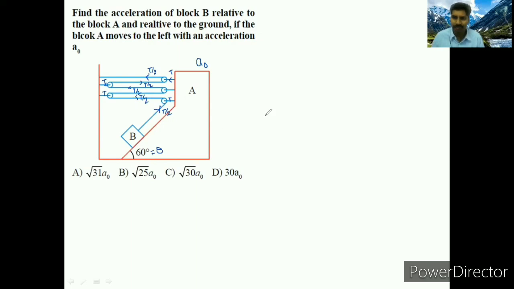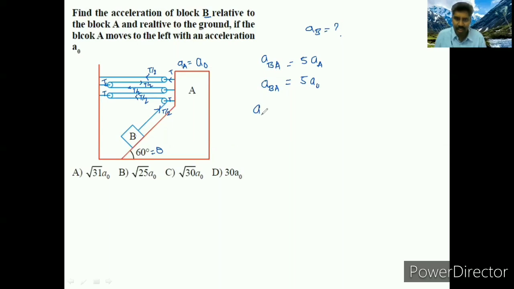According to the constraint of strings, we can write the acceleration of block B with respect to A as 5 times the acceleration of A. So the acceleration of A they gave is a naught. 5 a naught we can write. So this is the acceleration of B with respect to A. Now we need to calculate the acceleration of block B.